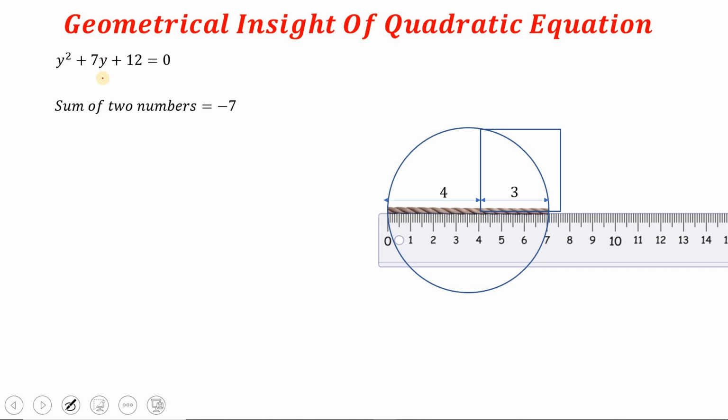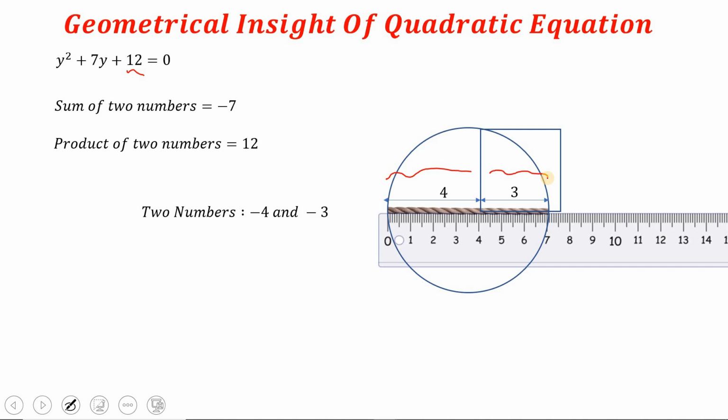Now the sum of two numbers will be minus 7, as the negative of this coefficient, and the product of two numbers is the same, that is 12. So in this case also we can proceed with the same method that we used earlier. The answers will be the same, the lengths will be 4 and 3, but the only thing we need to remember is the sum of two numbers is minus 7.